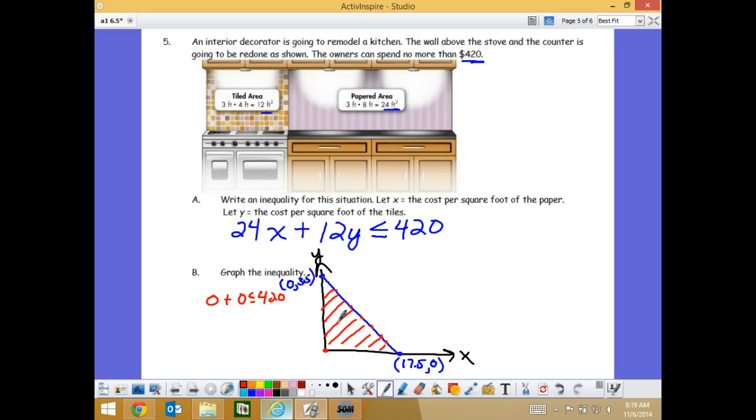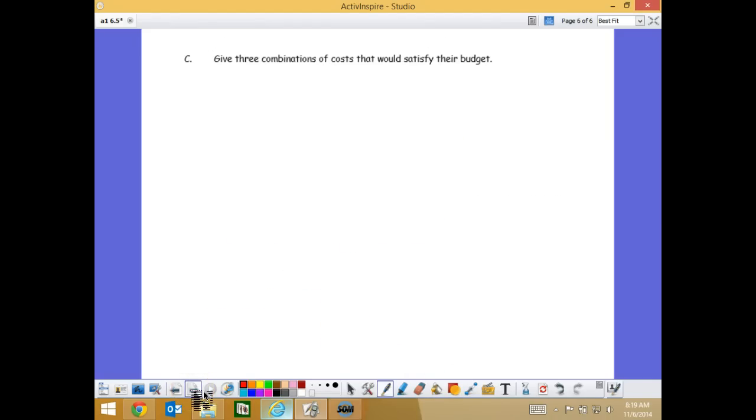Any point you pick, any costs that are on that boundary line, maximizes their budget. They're spending all of the $420. Any points down in here, they will then have some money left over. They won't spend it all. So I'm leaving part C up to you. Just go ahead and pick 3 combinations of costs for tile and for wallpaper that will satisfy that budget. So I'm just going to leave that up to you. I will check to make sure that you have that done tomorrow when you come to class.